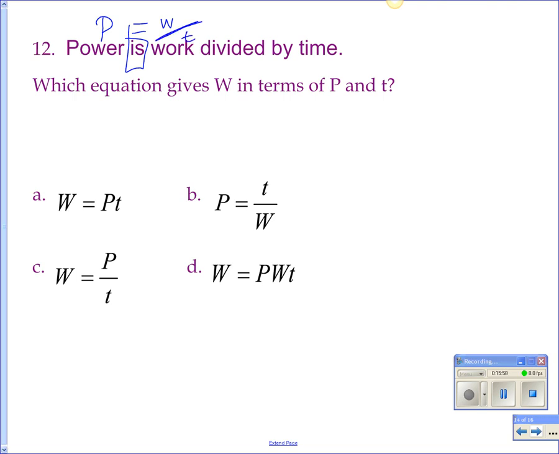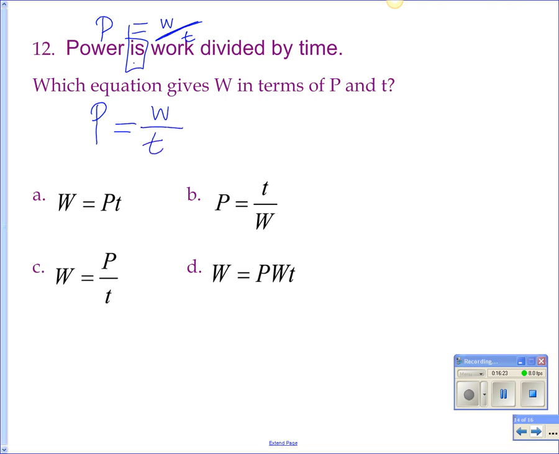T. At the very beginning for power. Okay, so let me repeat it. It says power is. Well, remember, is an equals. So for the word power, we're just using a P. For the word is, we're doing an equals. And then work is W divided by time, which is T.